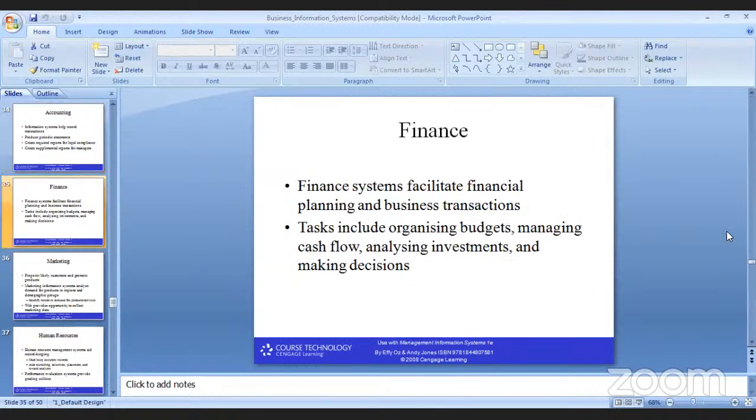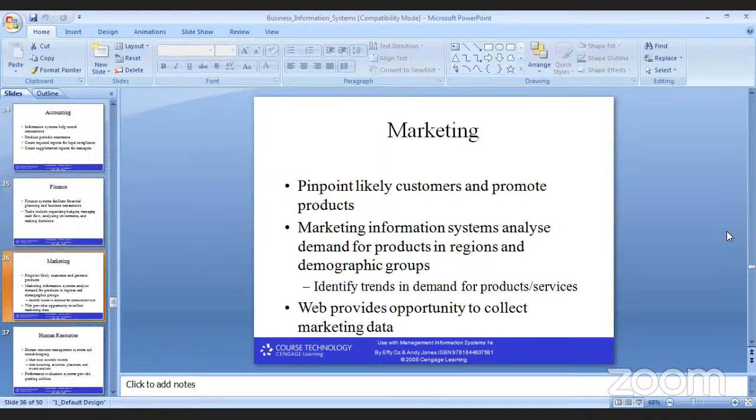Collecting the data and maintaining the data in a systematic way. Maintaining the data in a systematic way, it promotes the products. Marketing information system analyzes demand for the products in regions and demographic growth.